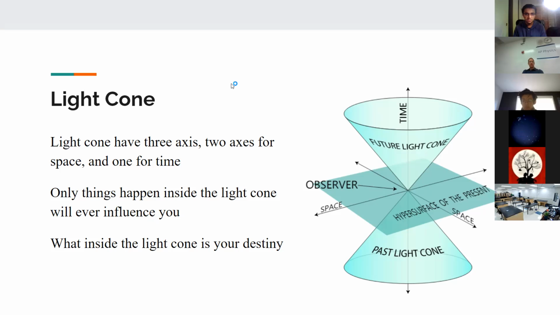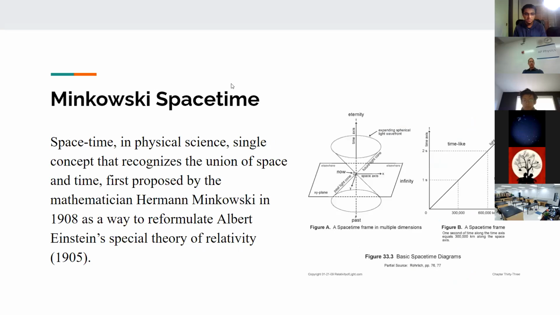Can you go to the next slide? Okay, so Minkowski, in 1908, reformulated Albert Einstein's special theory of relativity. The diagram of the light cone is usually considered Minkowski geometry. Okay, I'll go to the next slide.